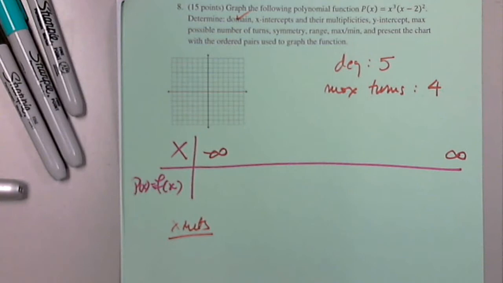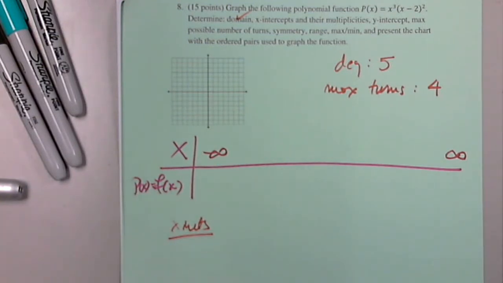I heard 3. I heard 2. I'll give you 5. You have to give me 5 because that's the degree. If the degree is 1 billion, we are looking for 1 billion x-intercepts. If the degree is 2, we are looking for 2. If the degree is 5, we are looking for 5.